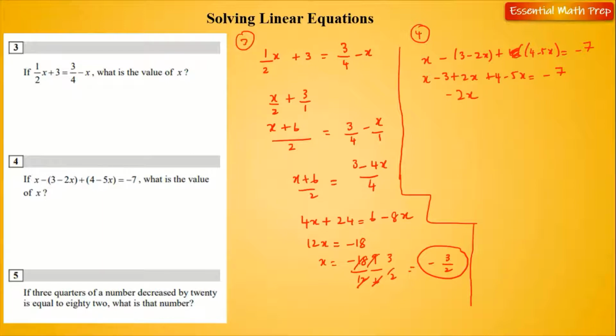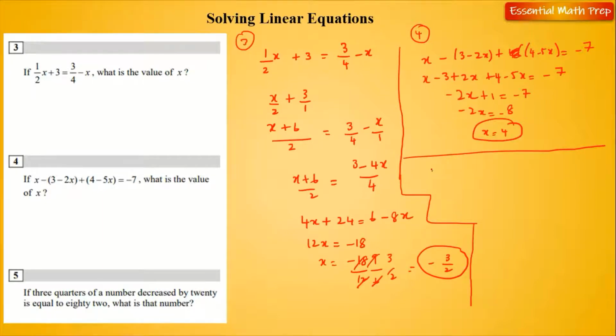That's what it means, right? And then we have -3 plus 4, which is plus 1, equals -7. So -2x equals -8, x equals 4, right?